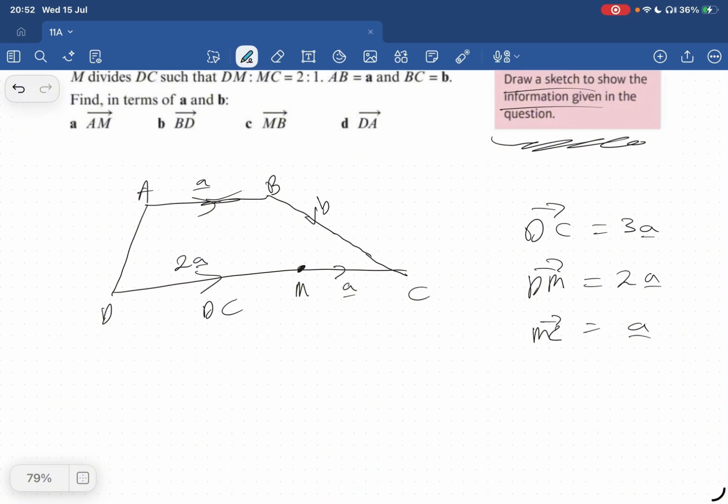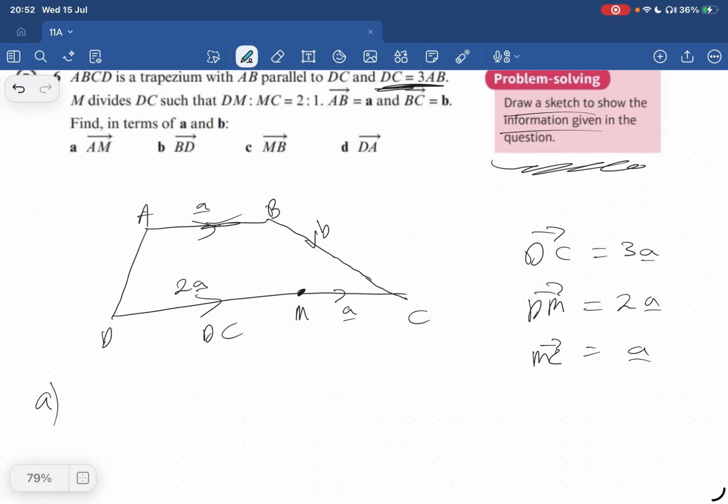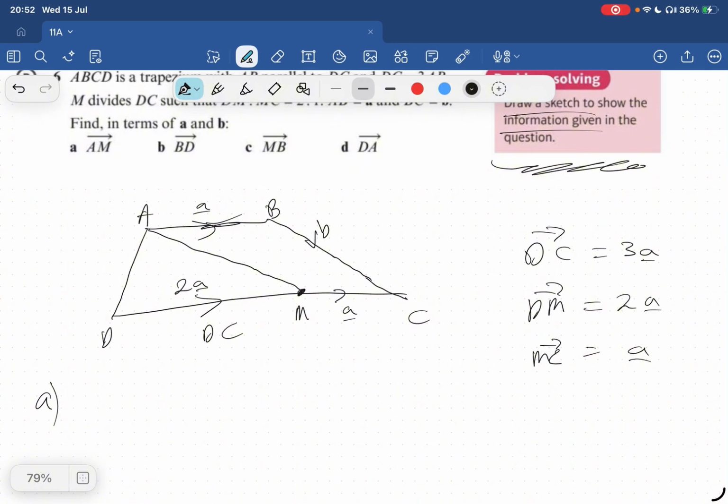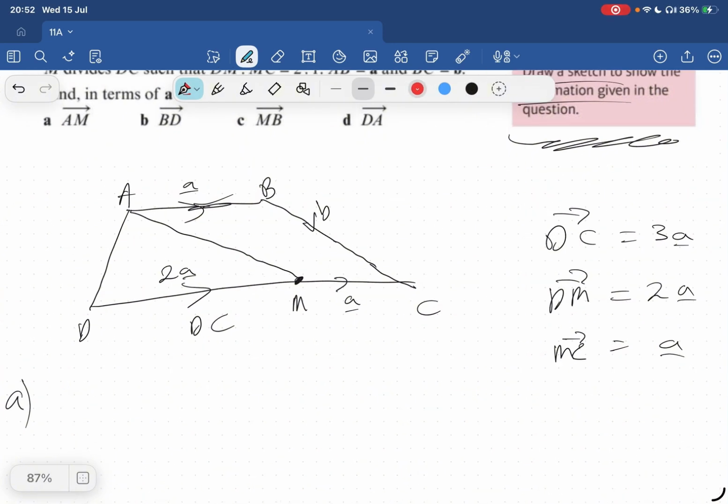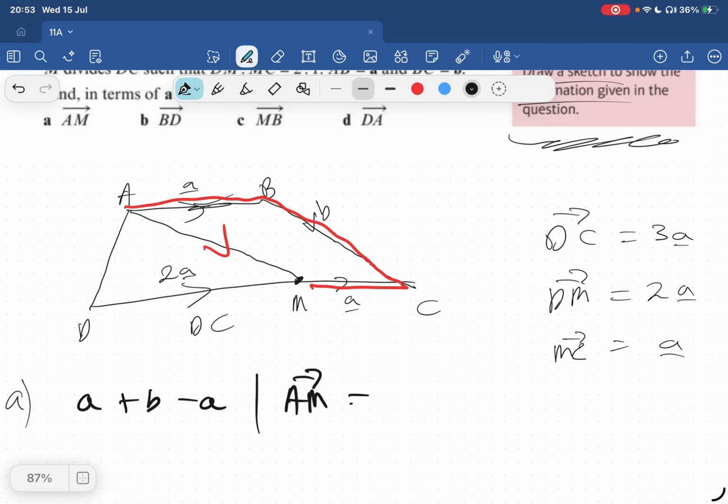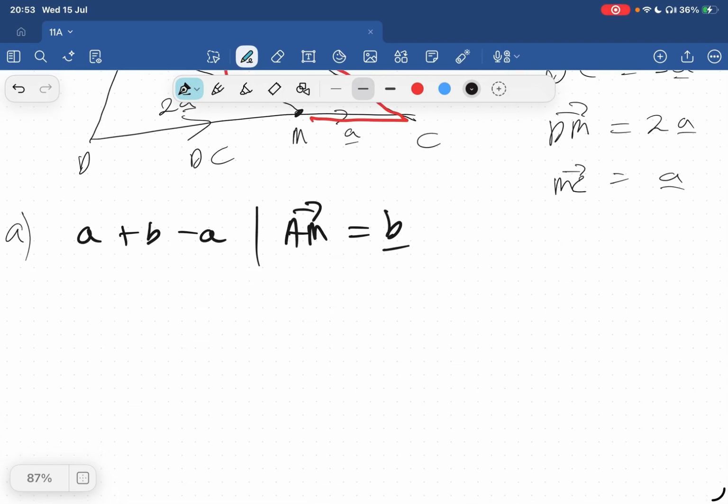Now we've done our diagram, the question is going to be a lot simpler. A to M. Now, like every single question, what direction are we taking? Well, we want A to M, so we go A to B plus B and then go back this way. What does this leave us with? Well, this leaves us with A plus B take away A. So that means that A to M is just B.